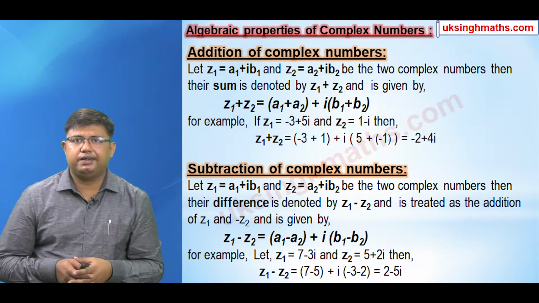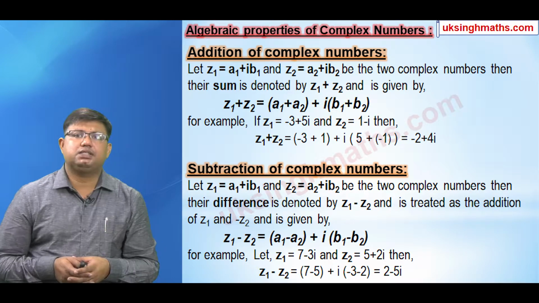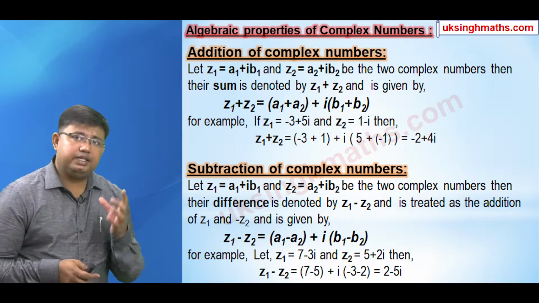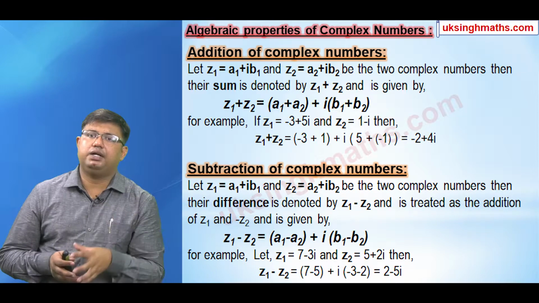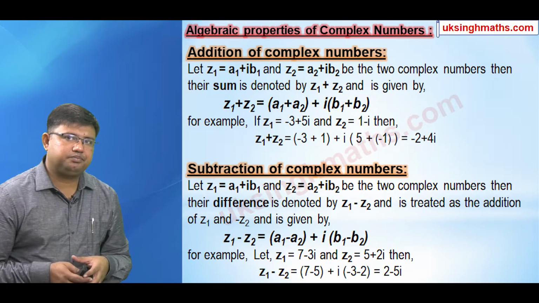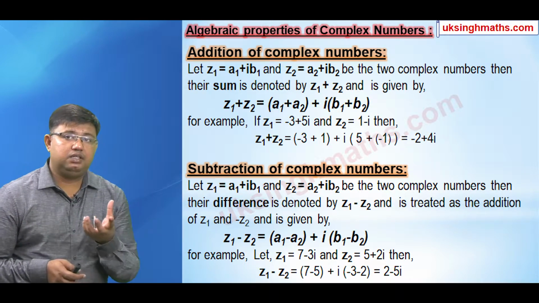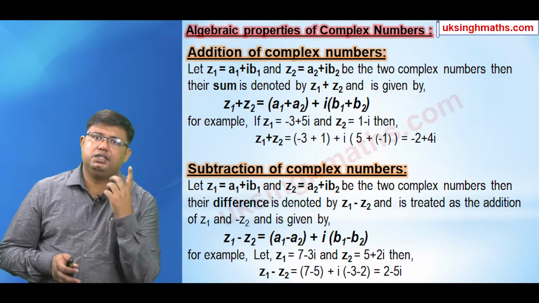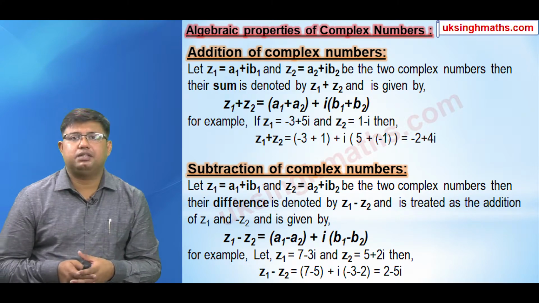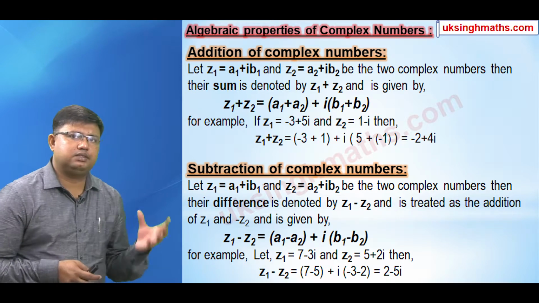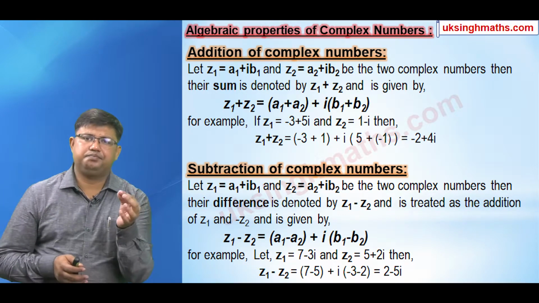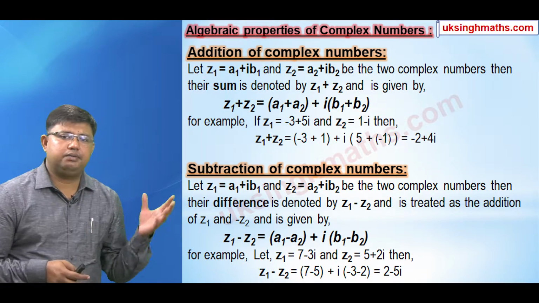Easily visualize over here that in case of the sum of complex numbers, the resultant complex number has a real part which is the sum of the real parts of these individual complex numbers. Similarly, the imaginary part is the sum of the imaginary parts of these individual complex numbers. You can understand this simple concept with the help of a small example given on your screen.